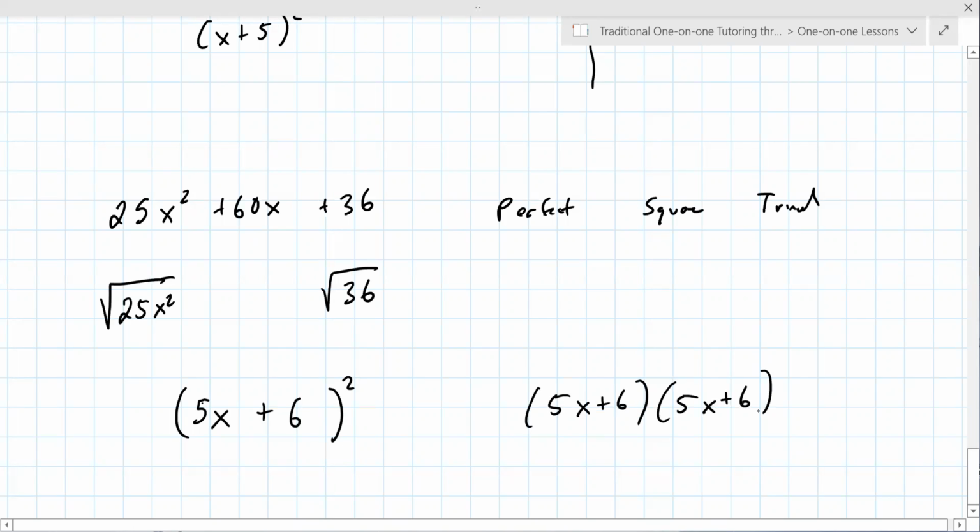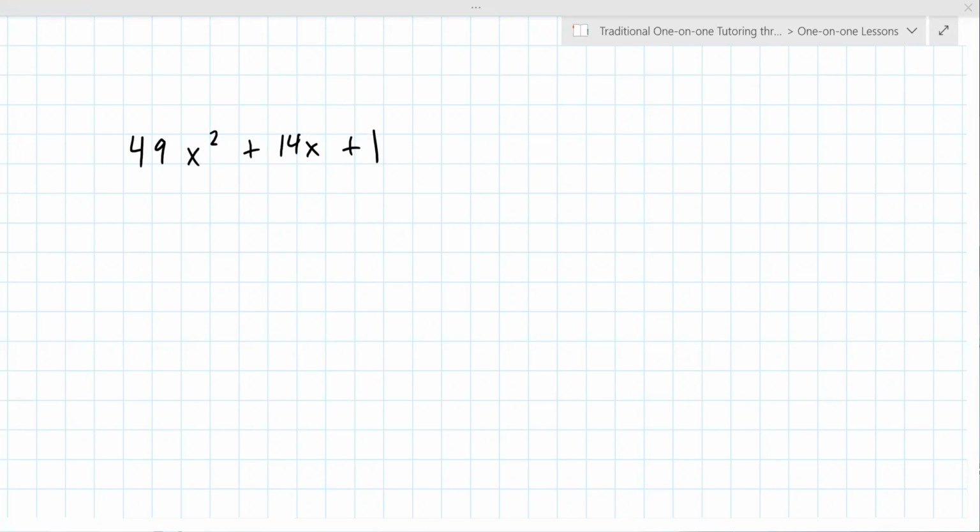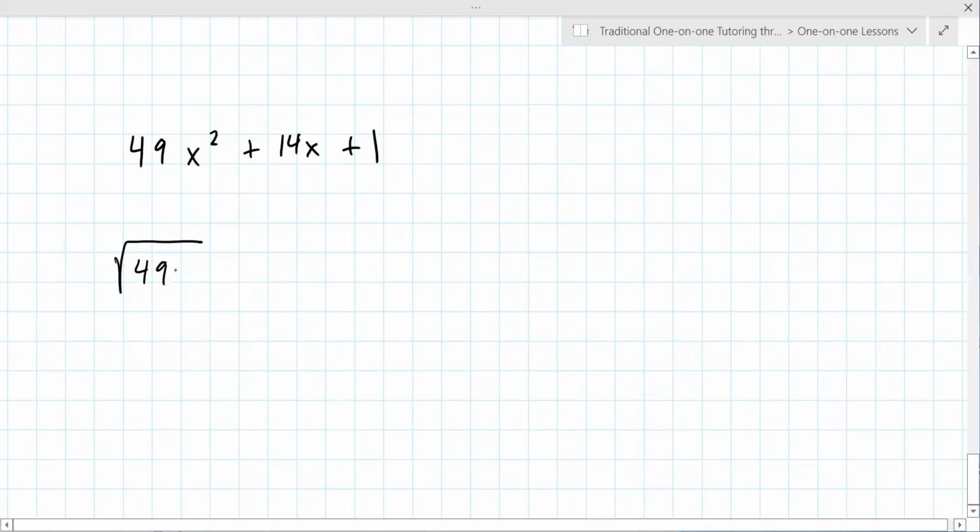Now the reason this works is you can always check this by going back and FOILing. You don't need to do this, but that is how you would verify. But there's something very important about this middle term that we'll get to in a moment. Let me give you one to try on your own here: 49x squared plus 14x plus 1. This one, you find the square root of 49x squared and 1.